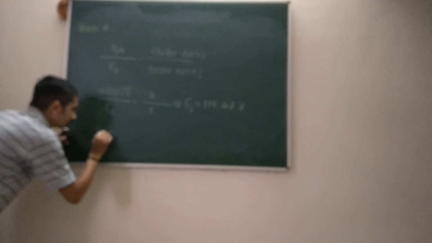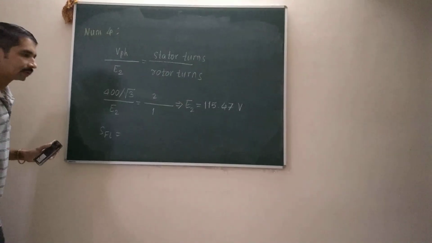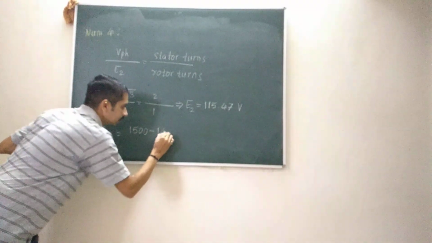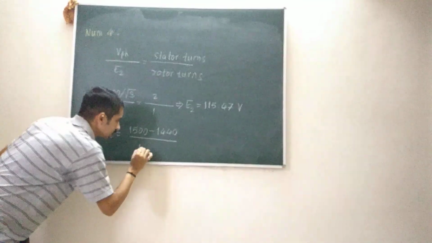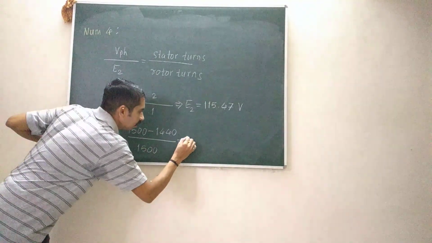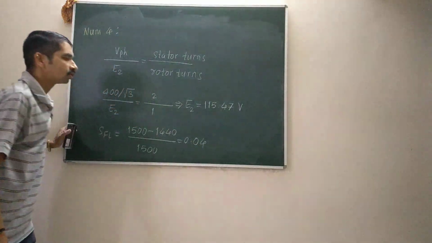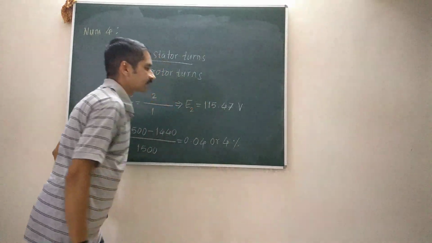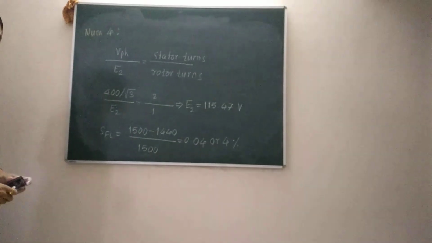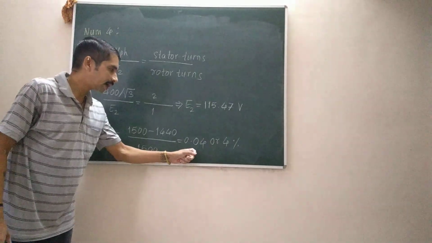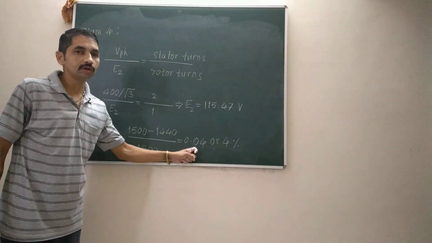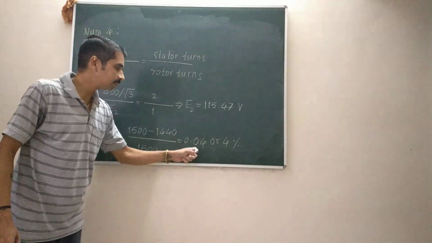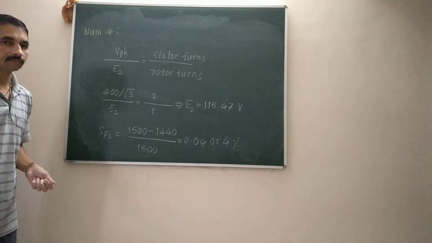Then we can calculate slip at full load as Ns minus Nr upon Ns, which will come out to be 0.04 or 4%. While solving the numerical, please take care that you are considering the slip in per unit. Don't consider the value of slip in percentage basis. So slip is coming out to be 0.04.